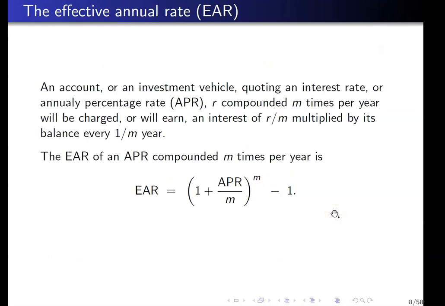More generally, if an APR is quoted as simple interest, given m compounding periods during a year, the effective annual rate is 1 plus the quoted rate divided by the number of compounding periods during the year, to the power of the number of compounding periods. And we need to subtract 1 because this number here is greater than 1, and we are looking for a number between 0 and 1.